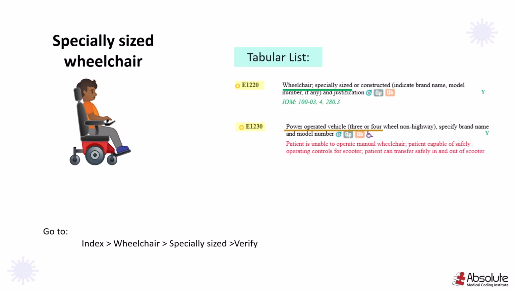It can be three or four wheel, non-highway. Specify the brand name and model number. So it was not documented as a power operated vehicle. No, we had to find the code for a specially sized wheelchair, and the most appropriate and the correct code is going to be E1220. Excellent, excellent coding. Let's move on to the next one.